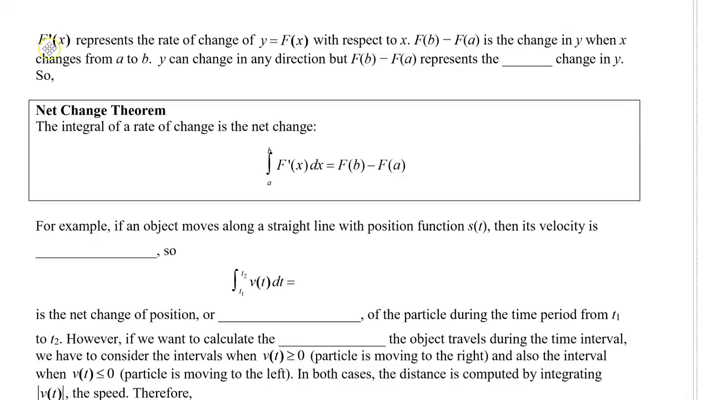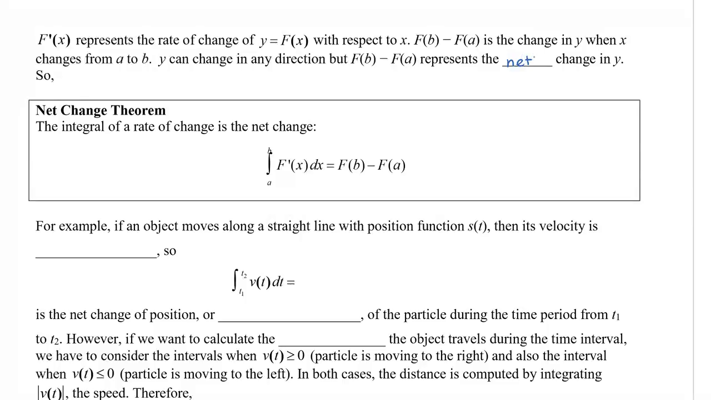We know that F prime of x represents the rate of change of y equal to f of x with respect to x. F of b minus f of a is the change in y when x changes from a to b. Now, although y can change in any direction, f of b minus f of a represents the net change in y.